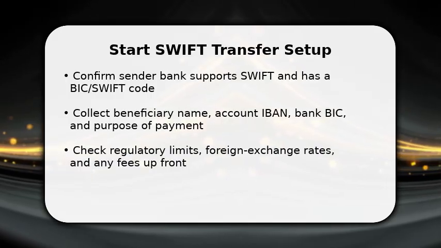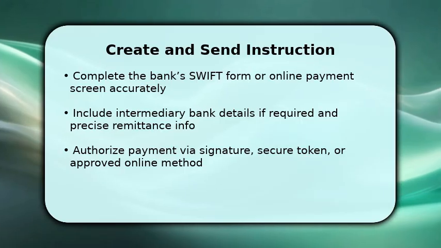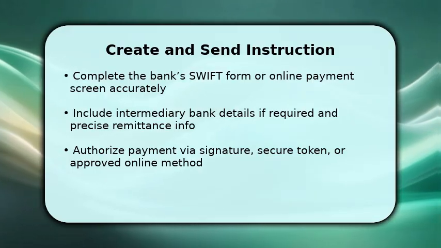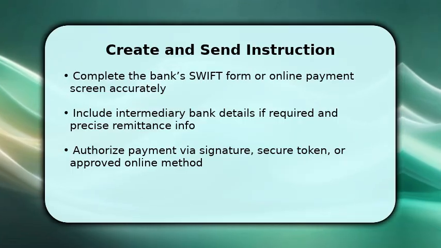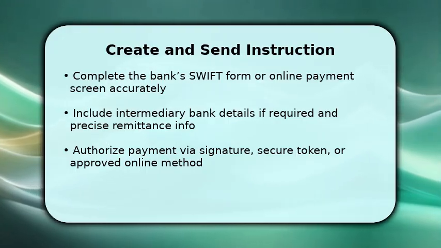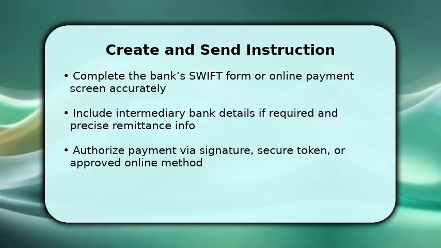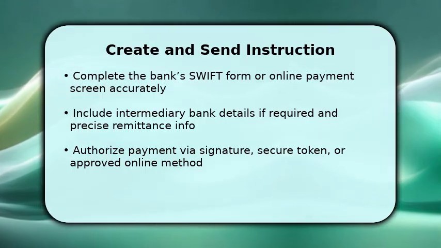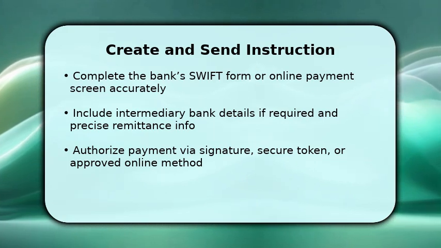You now create the SWIFT instruction using your bank's form or online portal. Enter amounts, currency, IBAN, BIC, and remittance details exactly. Make sure to include any intermediary bank when routing requires it, because missing intermediaries cause delays. Once the form is filled, authorize the transfer using your bank's approved method: physical signature, secure token, or authenticated online confirmation. After submission, note the MT message, type reference, and timestamp. These let you track the message.